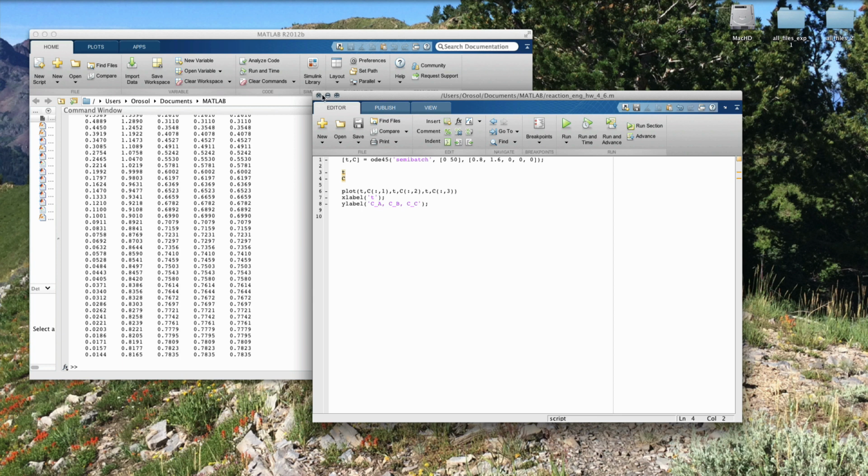And I'll upload these MATLAB files to the class webpage, or to Canvas, so you can look at them.